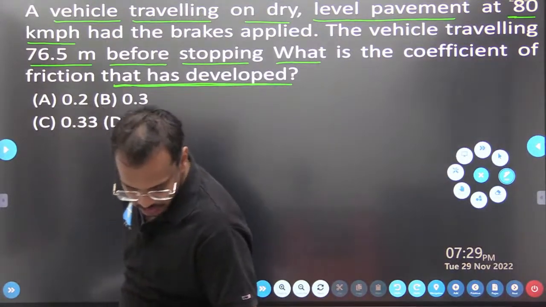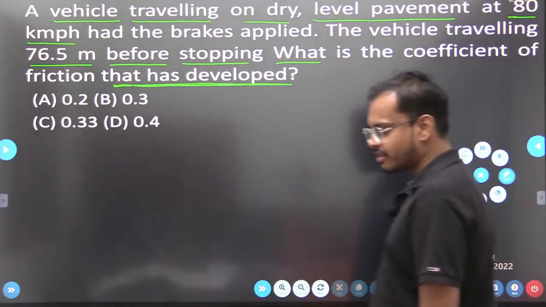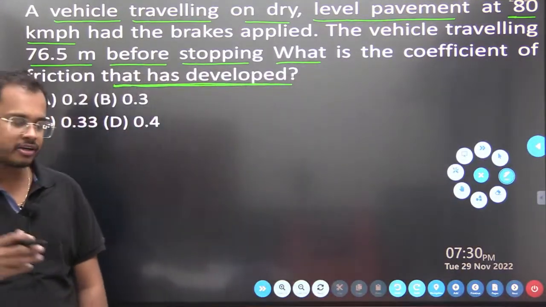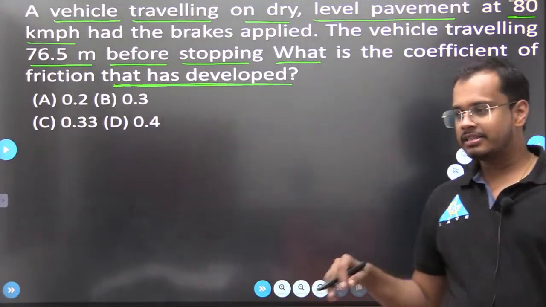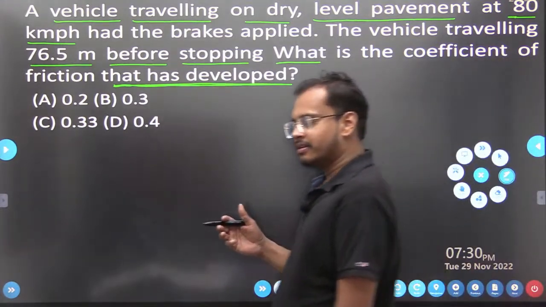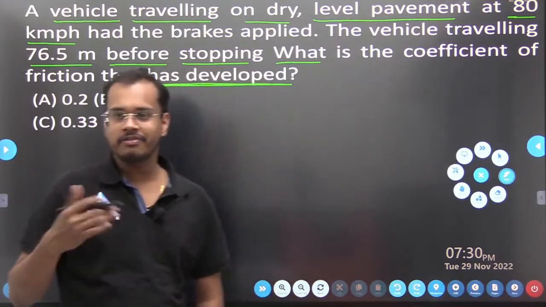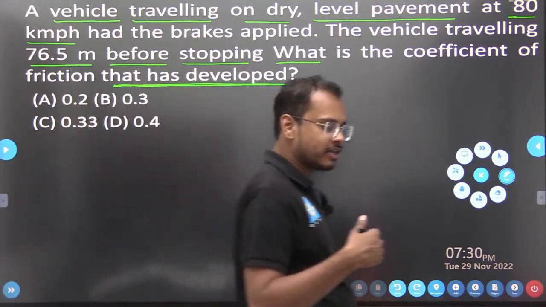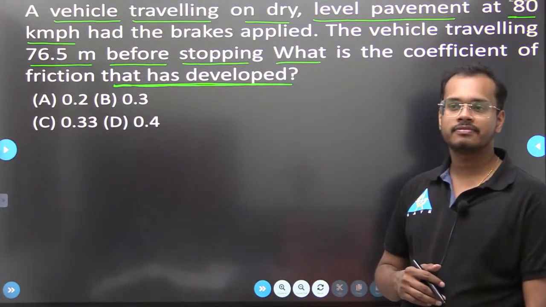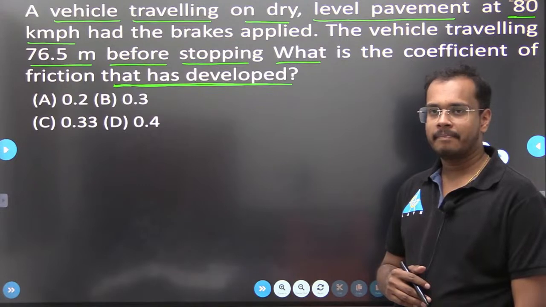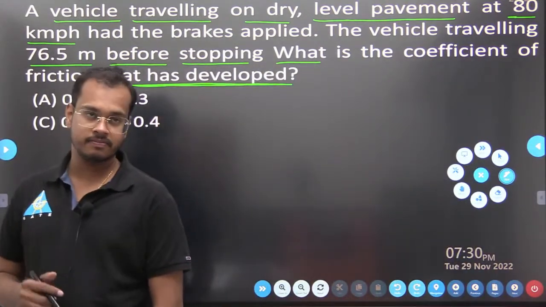How to solve this particular problem, my dear friend? How to solve it? Is it related to stopping sight distance, overtaking sight distance, intermediate sight distance, super elevation, extra widening, or summit curve, valley curve, grade compensation? In which topic is this problem related? This problem is related to brake efficiency.